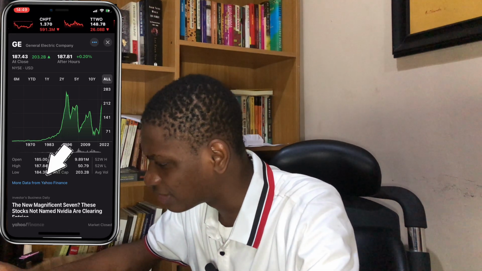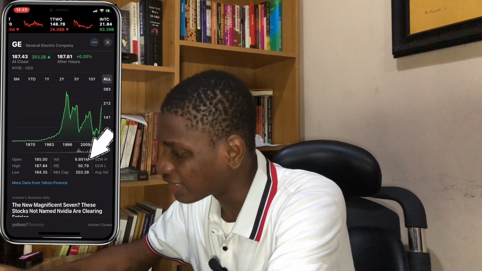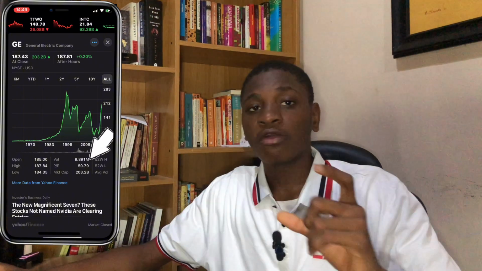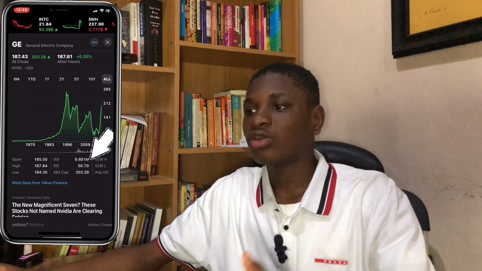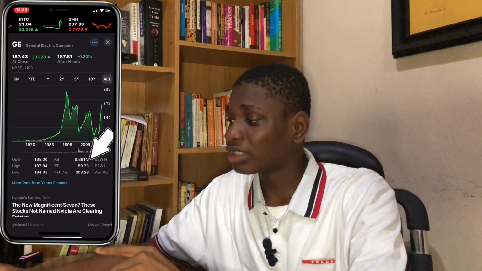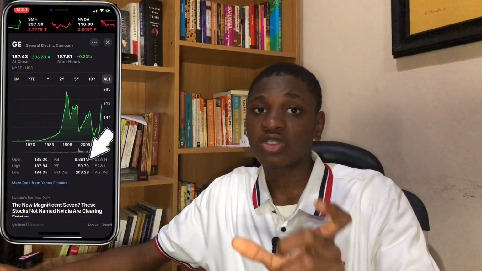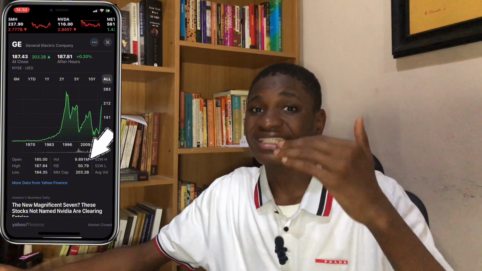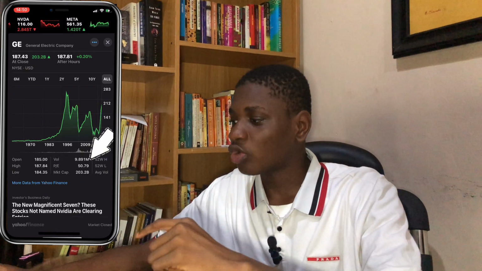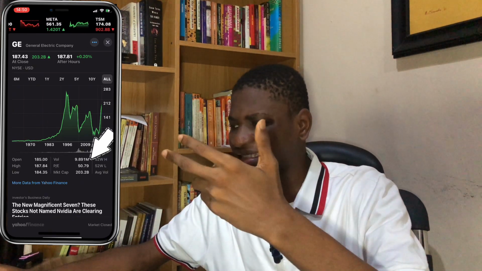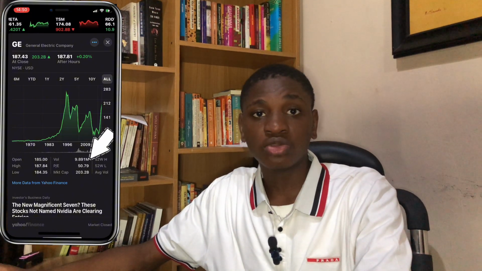Next, volume. Volume is 4.729 million. Volume means how many of these shares have been traded. It's very important to look at volume whenever you want to purchase a stock. You understand whether that stock is liquid, so even though the price skyrockets, you are able to exit that position. So if you see a stock that is less than 100,000, then do not buy it.